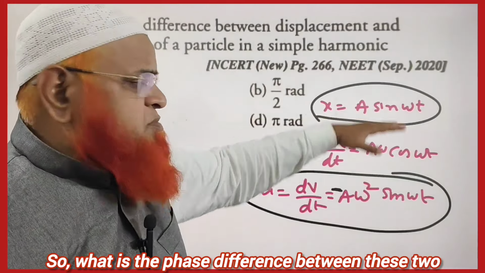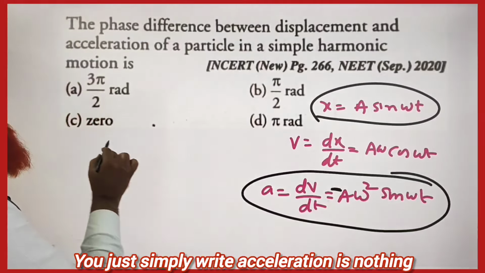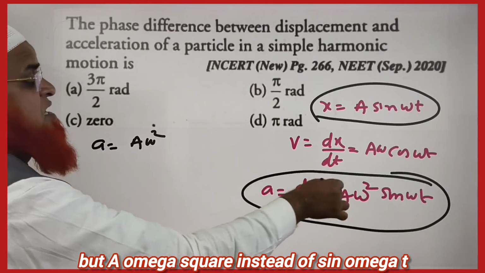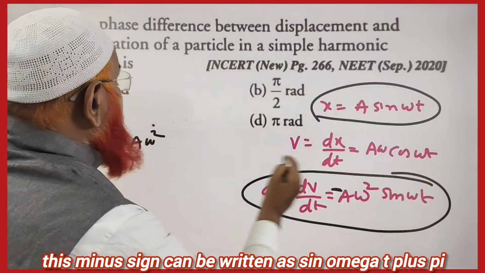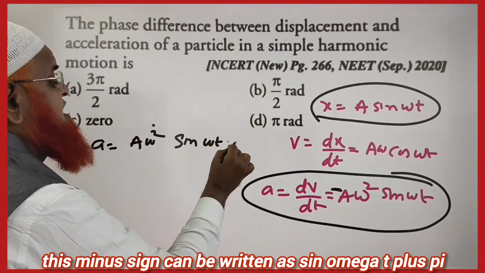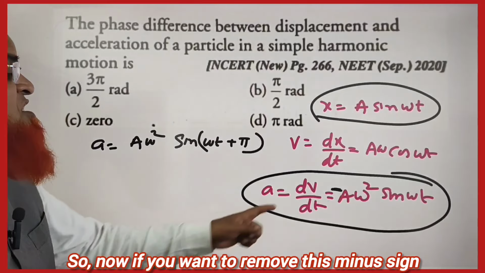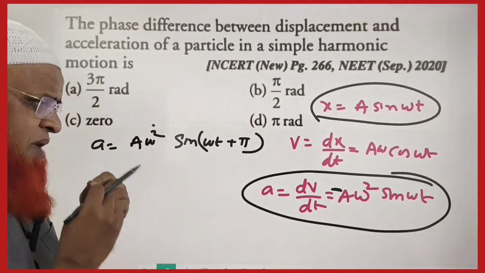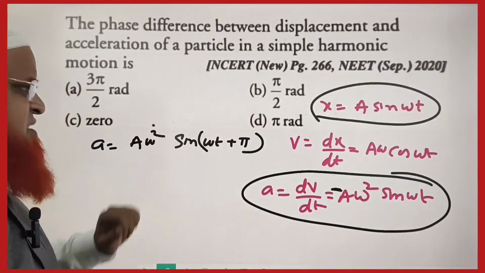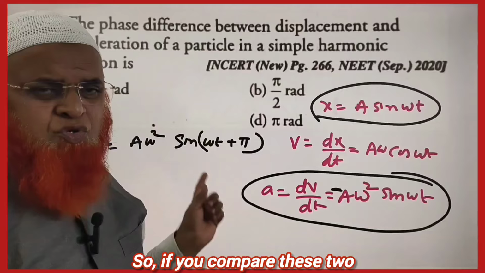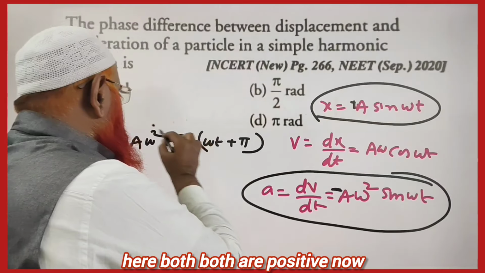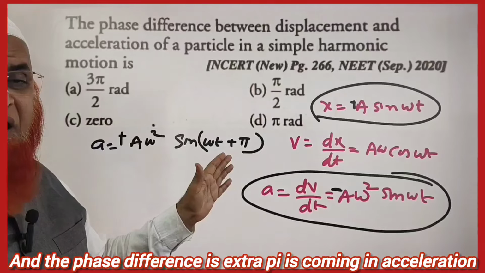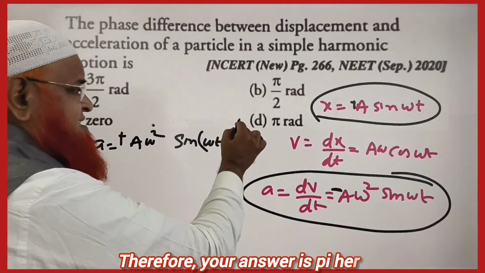So what is the phase difference between these two? You just simply write acceleration is a omega square, and instead of minus sine omega t, this minus sign can be written as sine omega t plus pi. If you want to remove this minus sign, you just write sine omega t plus pi. That's it. The minus sign is getting removed. If you compare these two, both are positive now, and the extra phase of pi is coming in acceleration. Therefore, your answer is pi here.